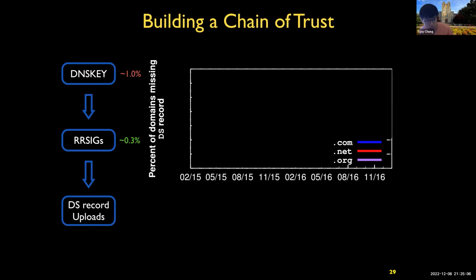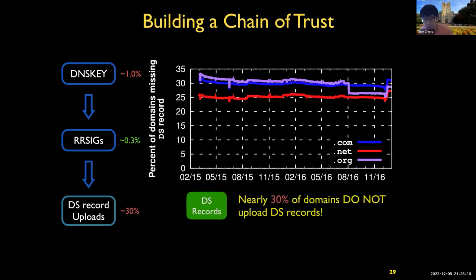So the y-axis shows the percent of domains missing a DS record, all right? Surprisingly, we can find that nearly 30% of domains that have DNS keys and signatures, for some reason, do not upload a DS record, right? So in other words, 30% of domain names that try to deploy DNSSEC are misconfigured. There must be some reason. Let's take a look.